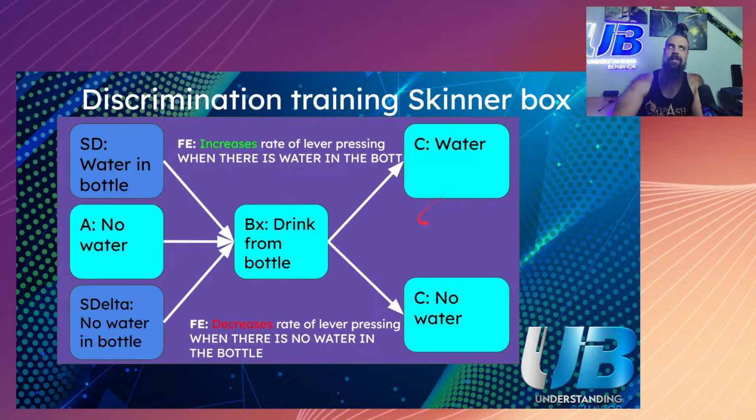So again, that consequence is also going to empower this antecedent. Our SD is going to become stronger because it's paired with reinforcement. We have no water in the bottle as our S delta. This behavior is on extinction, so we've got no water. Drink from the bottle, still no water. This is going to decrease that rate of drinking from the bottle when there's no water in the bottle. So again, our consequence is also going to weaken the evocative power of this antecedent, because it's going to have more of an abative effect on this behavior because it's paired with extinction rather than paired with reinforcement. So again, just another way to visualize something really simple as something more complex.